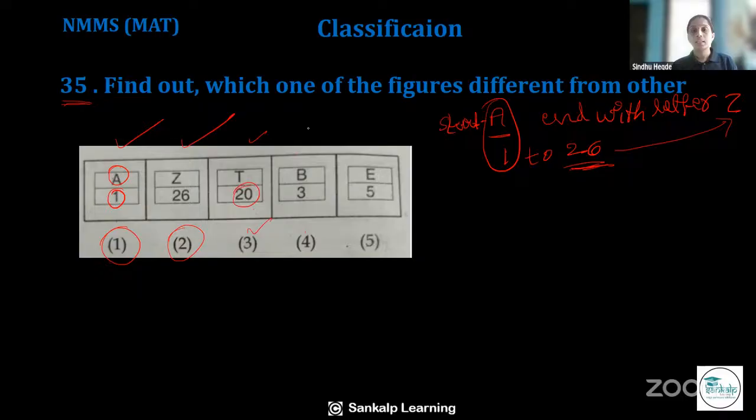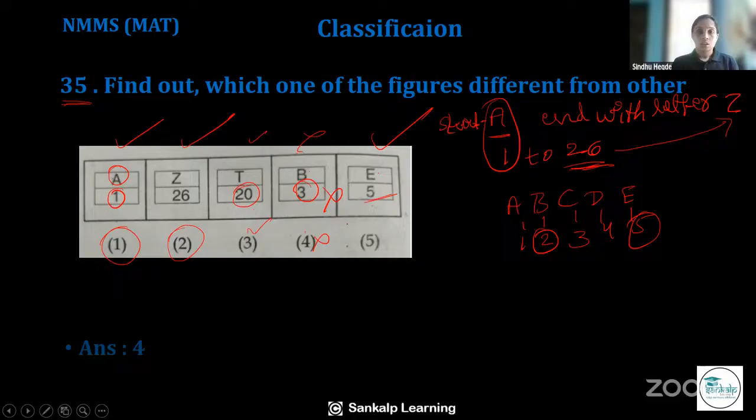Image 4, B3. As we know, A, B, C. A is first, B is 2, C is 3. But here B3, this one is wrong. So here B comes in the second place of the alphabetical order, not the third place. Then come to figure 5, E5. Yes, see, D is in fourth place, E is in fifth place. So this one is also correct. Here, answer 4. Image 4 is different from the rest of the images. Thank you.